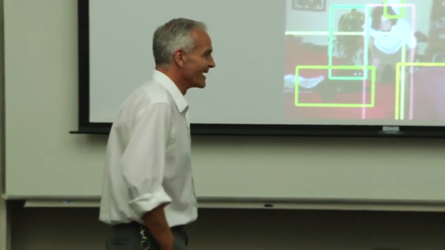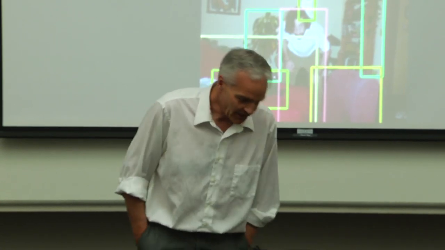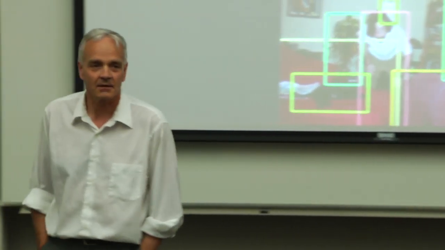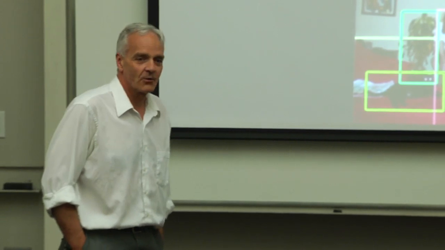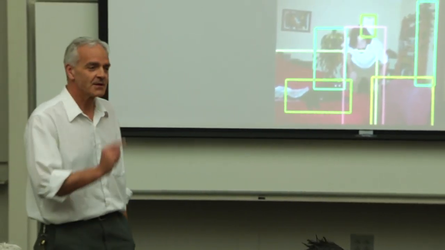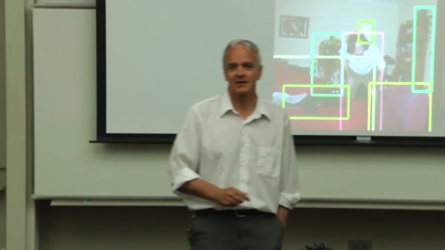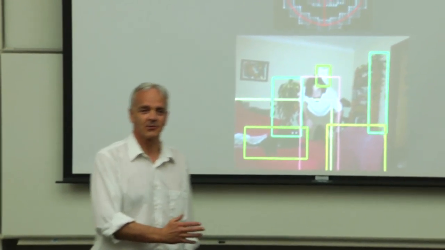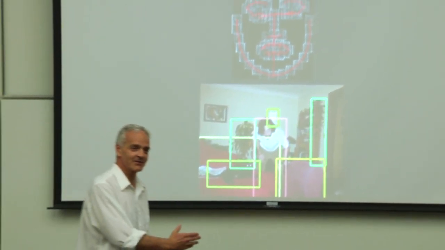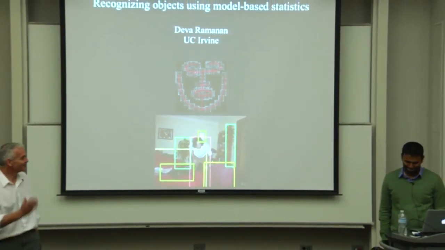Always optimizing. So it's a great pleasure to welcome Professor Deva Ramanan here. Deva got his PhD from Berkeley with David Forsyth. He's now a professor at the University of California at Irvine. In between, he was at TTI Chicago, and interestingly, he was at CMU also, in the summer of 2005. So given his great achievements since then, we can shamelessly count him as a CMU person.